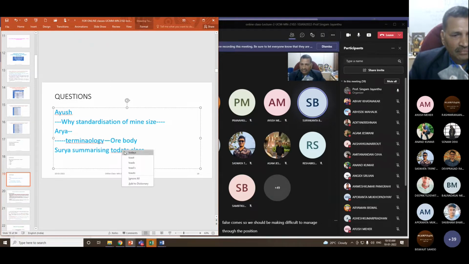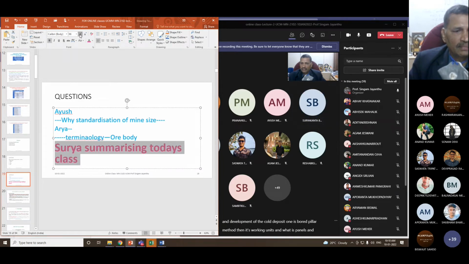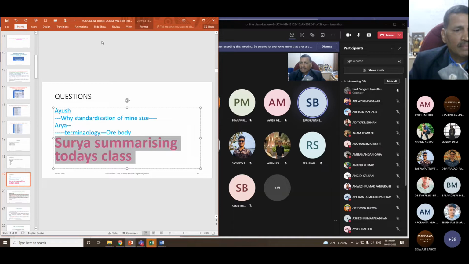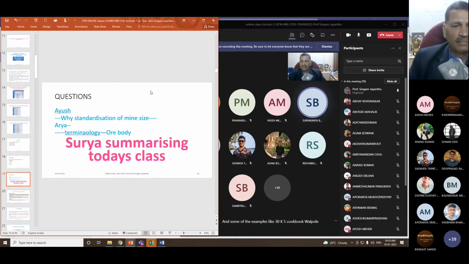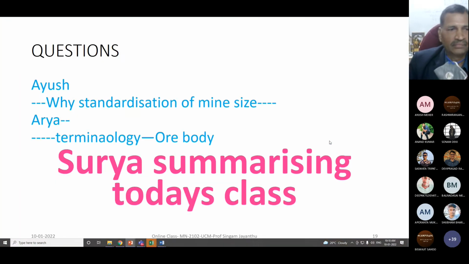Then we talked about development of the coal deposit. One is the board and pillar method, then its working units, and what are panels and districts, and some of the examples like the Bhopal Pool area and GTK 9 inclines. Yes, sir. So this is what our Surya has summarized. By his name itself, he has thrown a very good light. But today there is no sunlight, right? It is very cold. So nicely summarized.